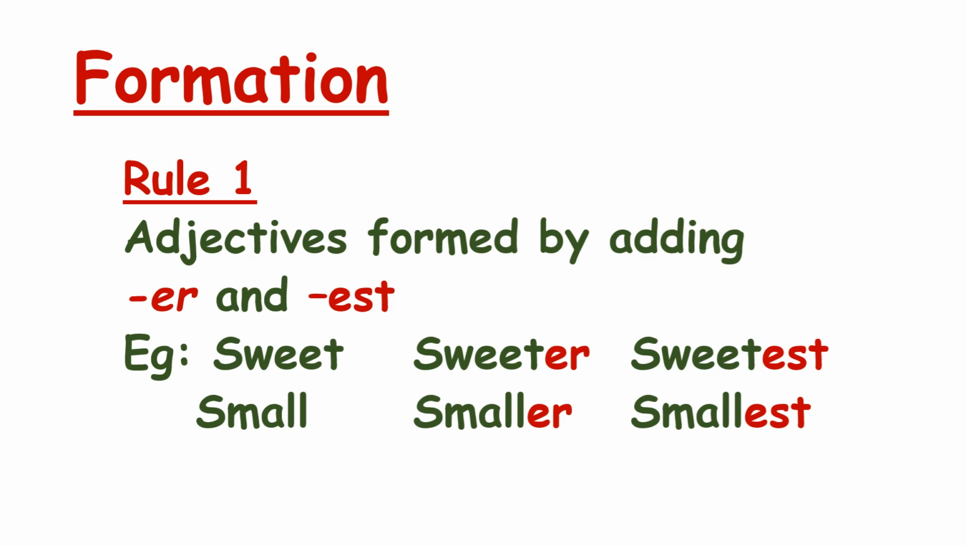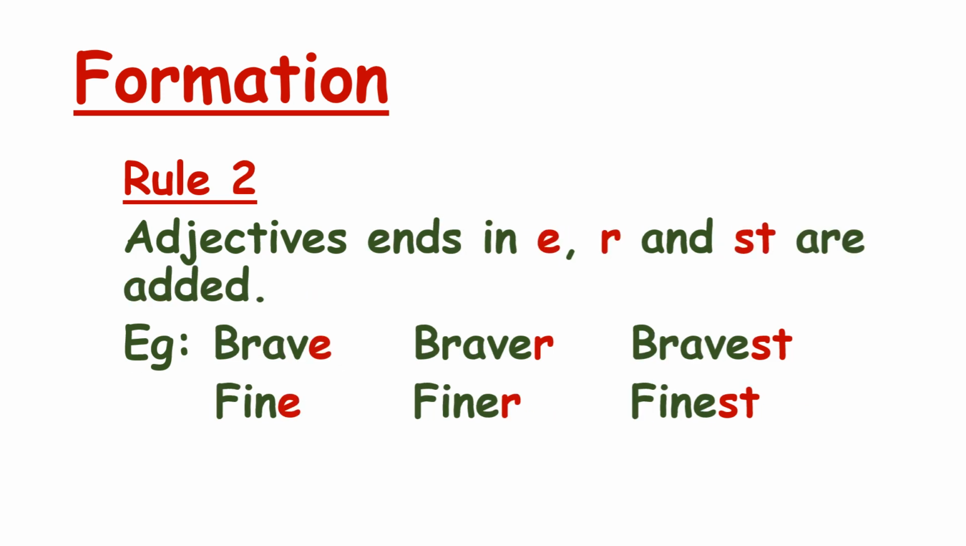In these two examples you can find that in the comparative degree we have used the suffix er, and in sweetest and smallest we have used the suffix est. So this is what we talked about in rule number one, in which we add er and est at the end. Then rule number two: adjectives ending in e.